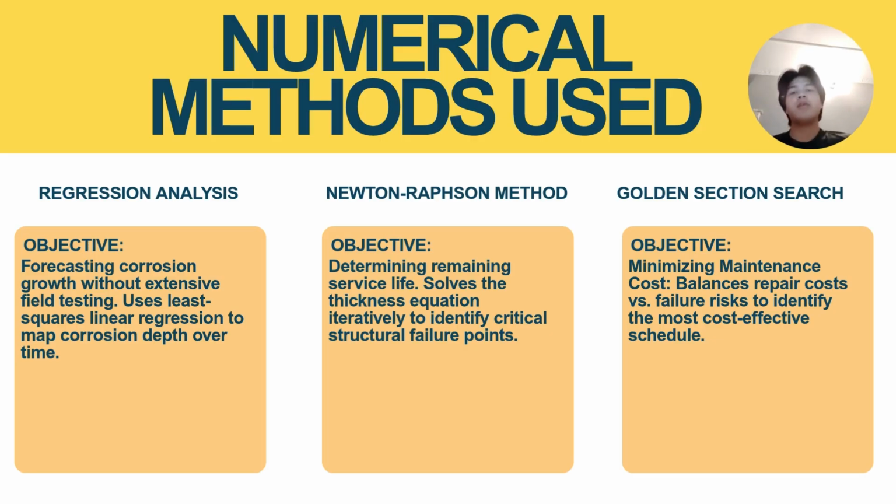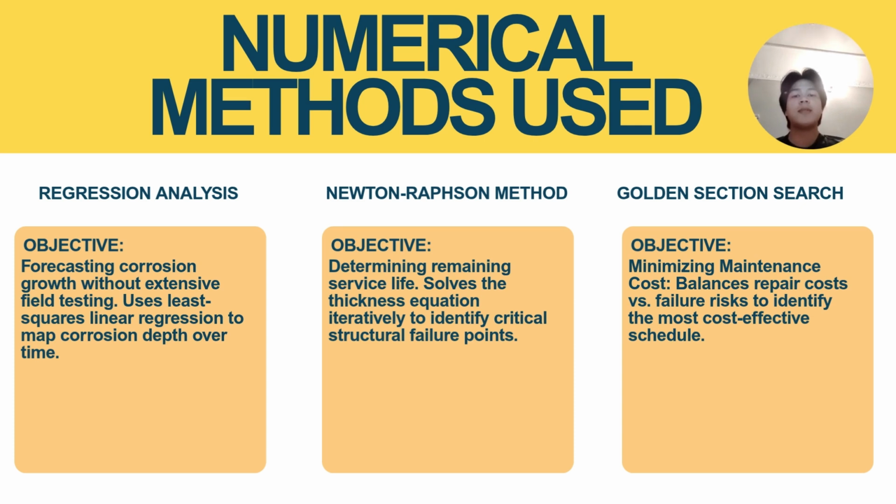So I'll be explaining the numerical methods used in this assignment. First of all is regression analysis. The objective of using this method is to forecast corrosion growth with extensive field testing. It uses least square linear regression to map corrosion depth over time.